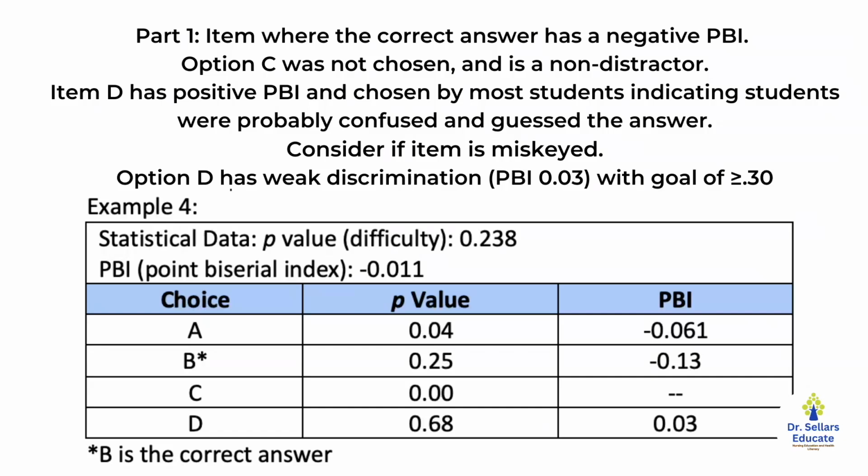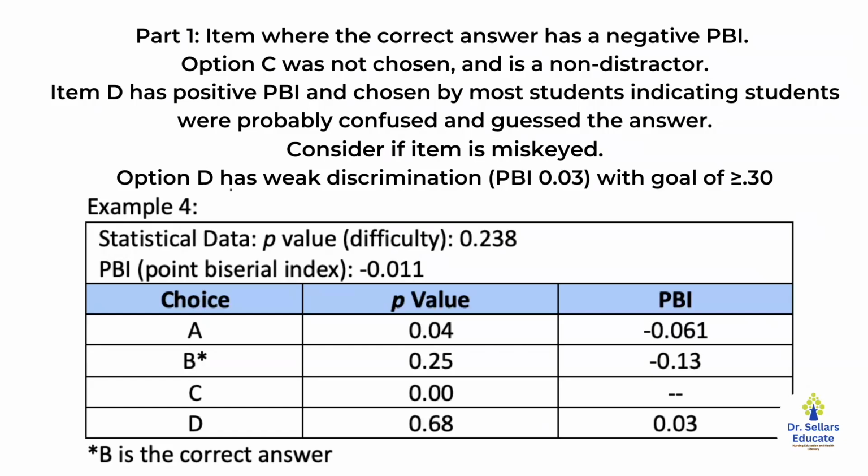We want to consider if the item was miskeyed. Was there an error with the entry of the question with the distractors? And then we know there was also weak discrimination. Okay, so this is going to cause us to go back and take a deeper dive at our blueprint. Let's take a look at our statistical analysis and determine exactly what story the data is telling us.